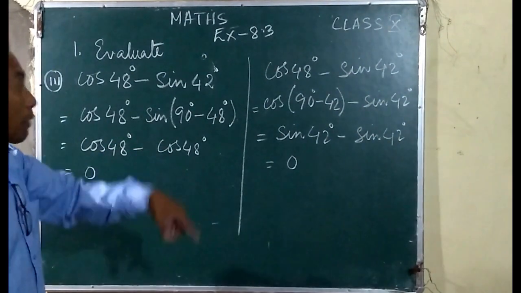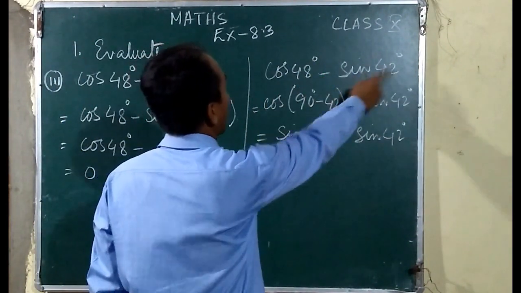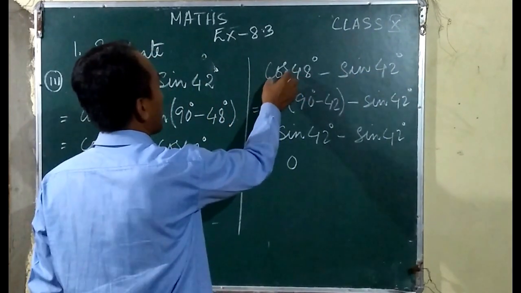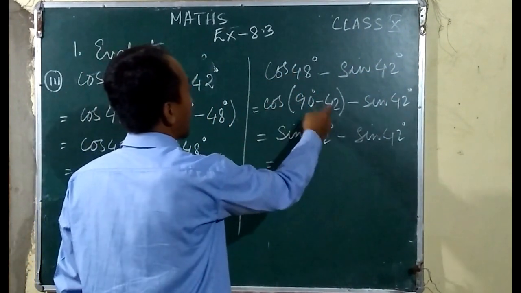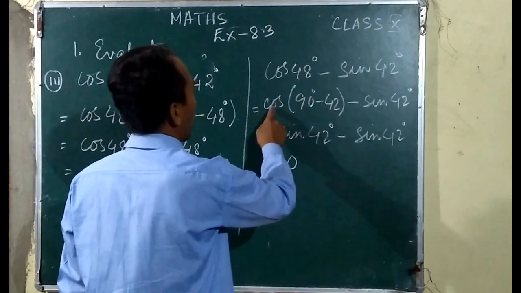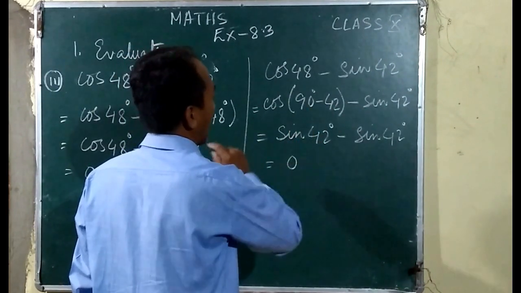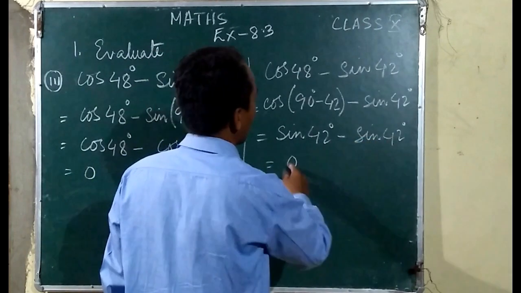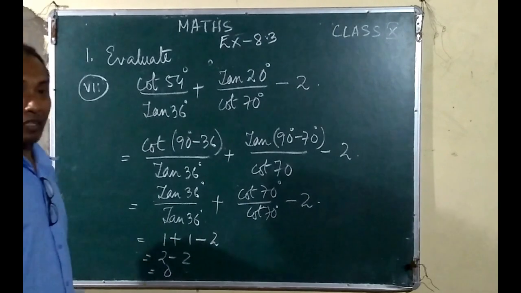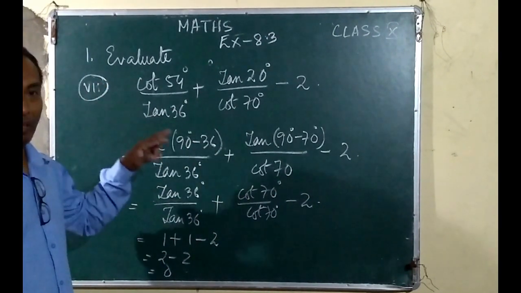Similarly, this same sum I can do like this: cos 48 minus sine 42. Now keeping sine 42 constant, I will convert cos 48 into cos 90 minus 42. 90 minus 42 is 48. So this becomes the formula of cos 90 minus A. Cos 90 minus A is sine A. So sine 42 minus sine 42 is 0. So my dear students, I have done question number 1 and question number 3. You can do question number 2.